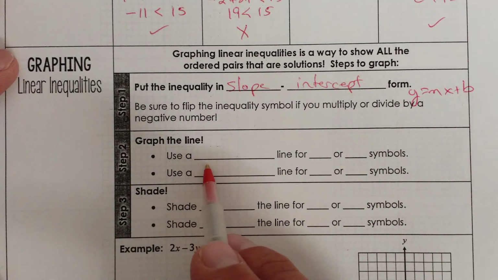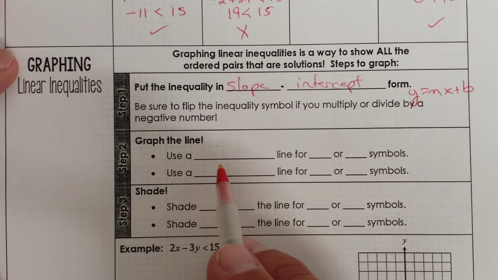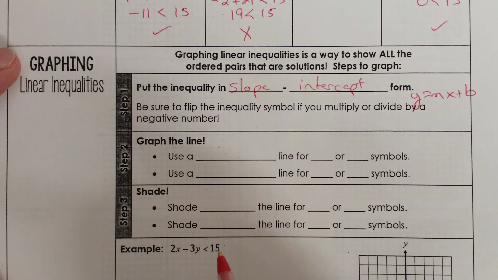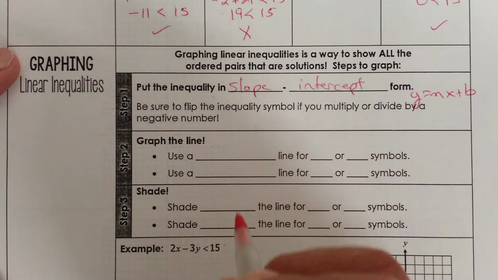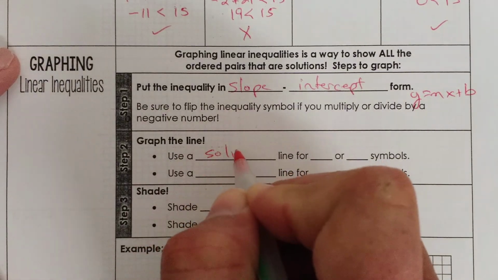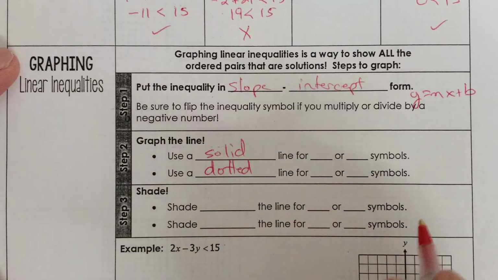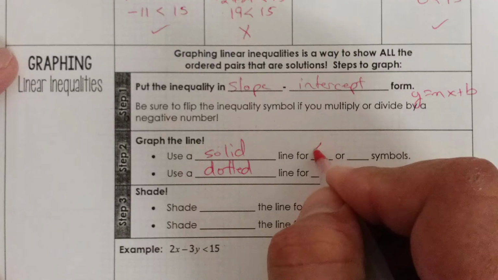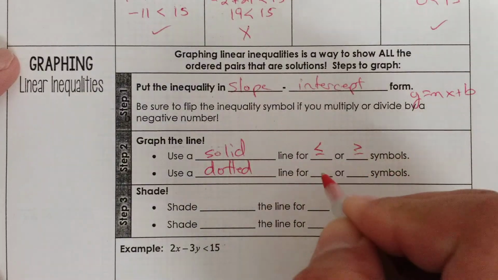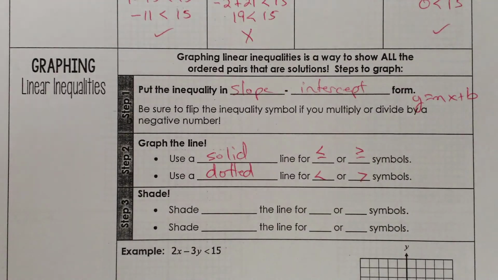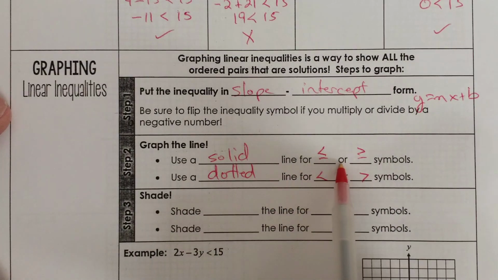With the line, once you get the points to graph, and I'll show you how to do this, you're going to draw your line, but your line is going to be either solid or it's going to be a dotted or a dashed line. We're going to use a solid line if you have the equal bar.